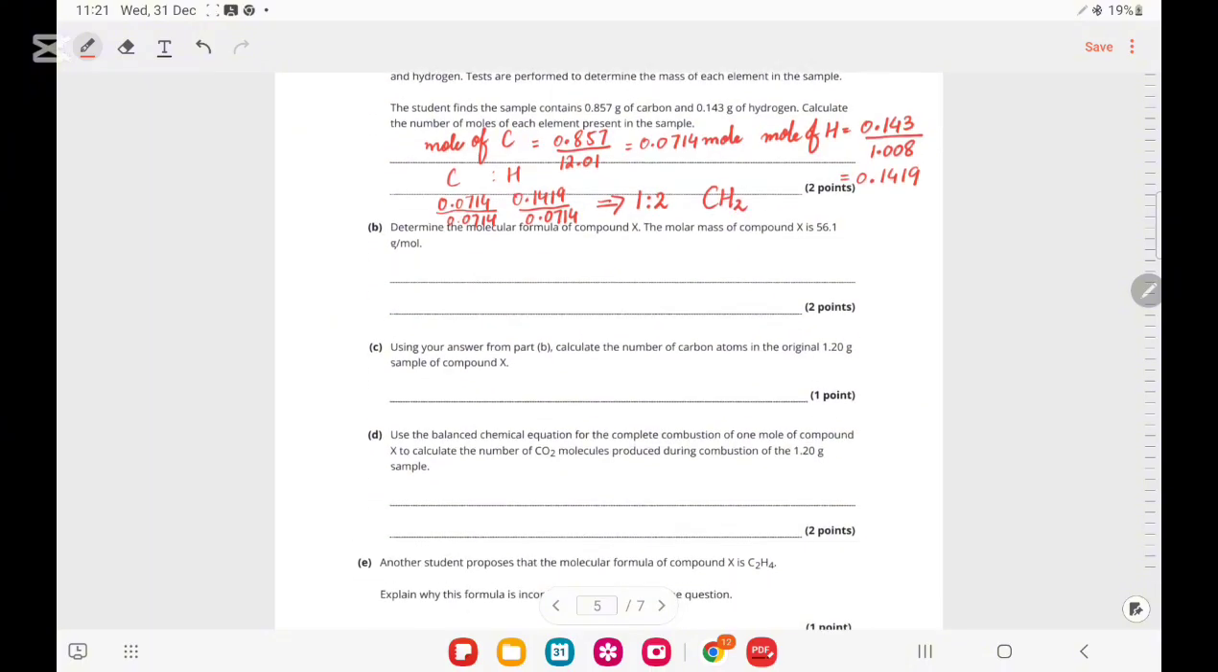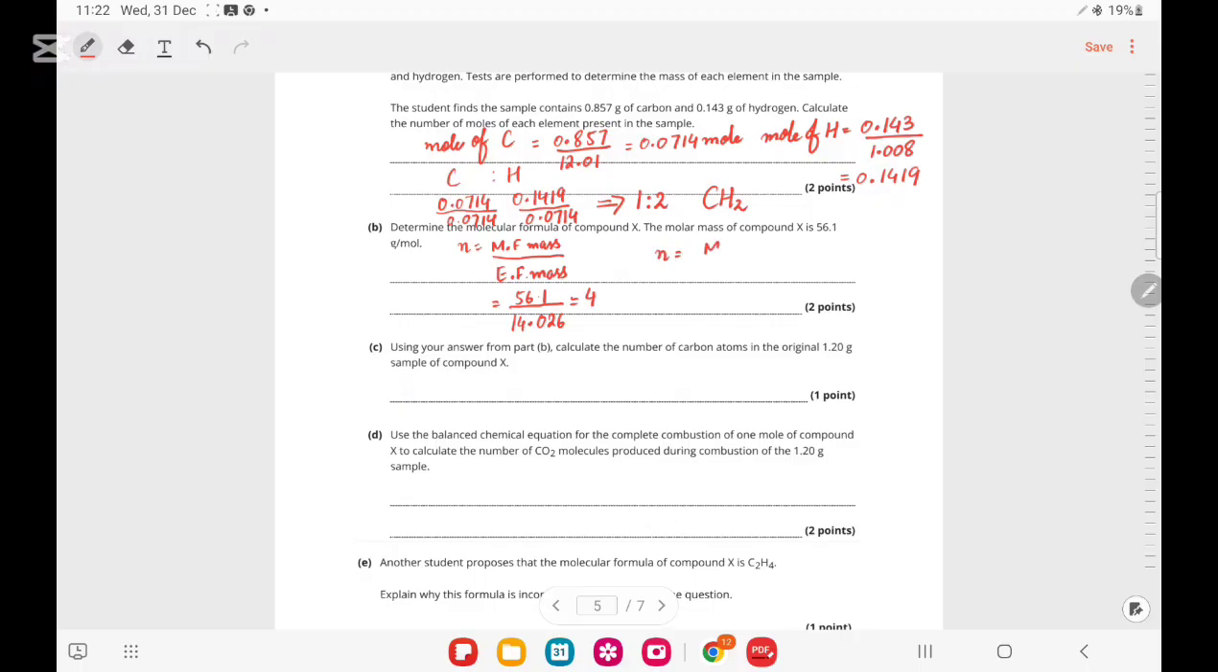So we know the formula, that n is equal to molecular formula mass divided by empirical formula mass, and the molecular formula mass is 56.1, which is given. And if we want to calculate the empirical formula mass of CH2, then it comes out to be 12.01 for carbon and 1.008 for hydrogen, but there are two hydrogens, so that comes out to be 14.026, and that is equal to 4. So n comes out to be 4.